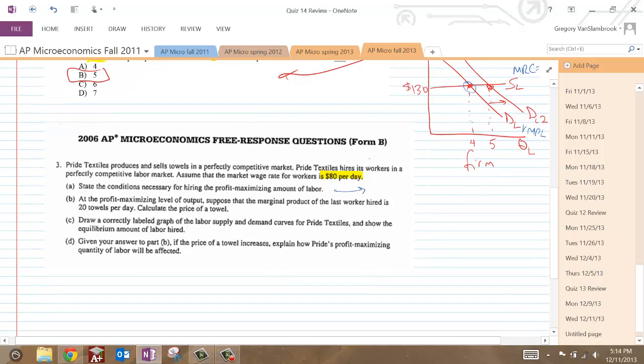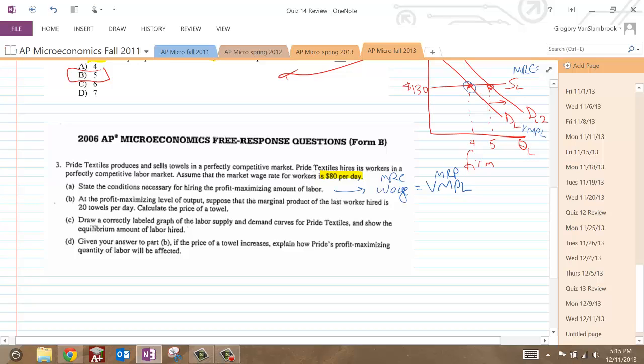So the way I would answer this, the AP test would take it a number of different ways, is that at the profit maximizing amount, the wage, or the marginal resource cost, is equal to the VMPL. Sometimes that's known as the hiring rule. Again, you could also say the MRC is equal to the VMPL, or the MRC is equal to the MRP for marginal revenue product.